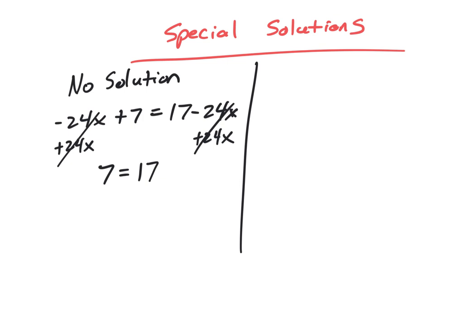Well, does 7 equal 17? And we know that that definitely is not true. So anytime your x's cancel out and you get two things that are not the same, we say there's no solution. There is no number I can plug into this original equation that's going to work. Nothing makes that true. Okay, the other one I'm going to show you here.